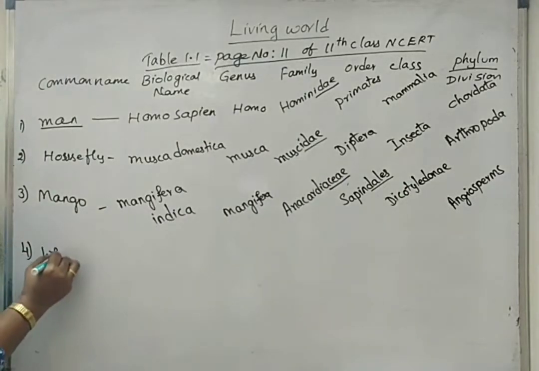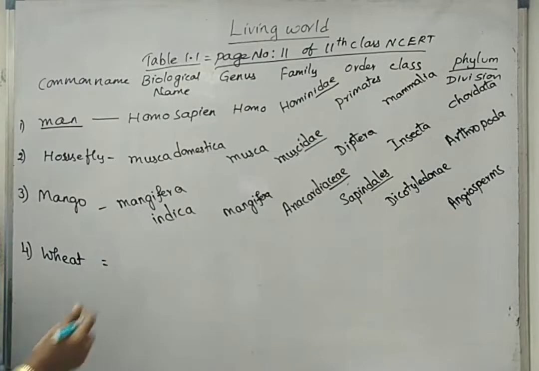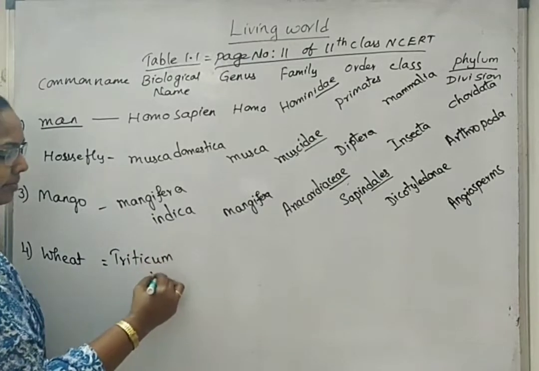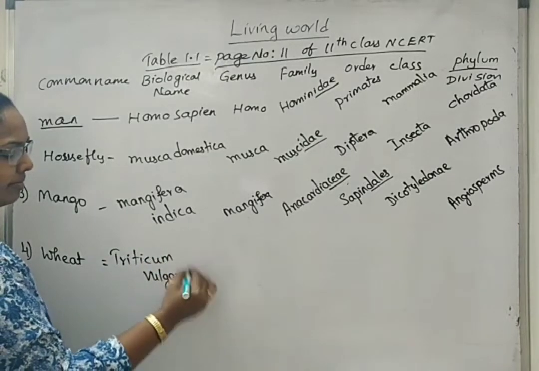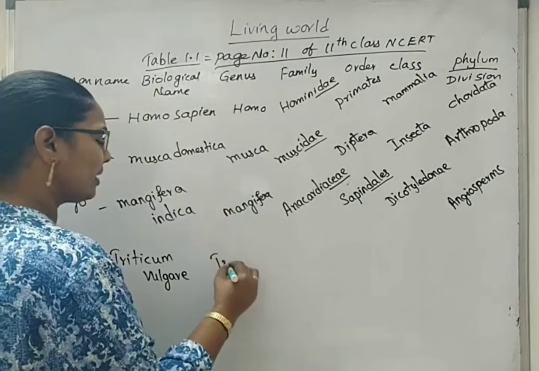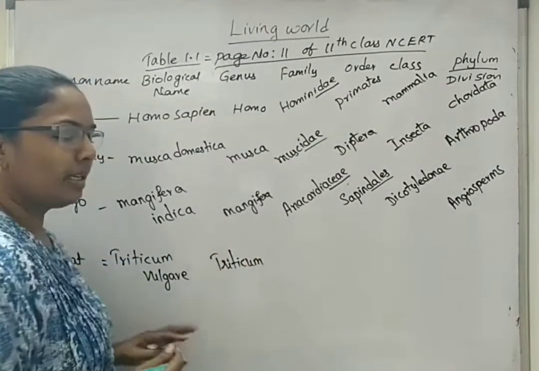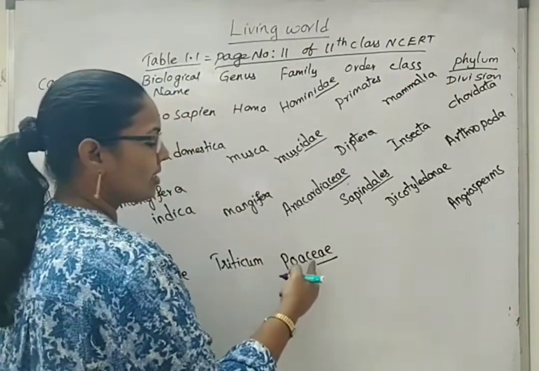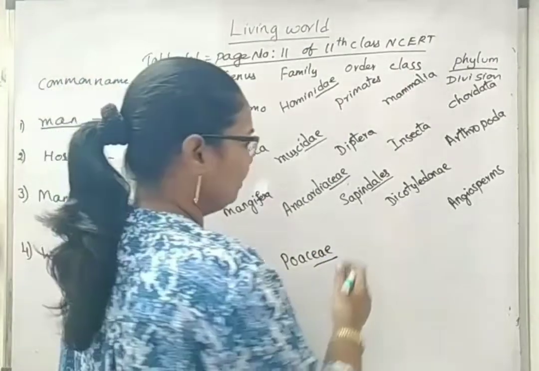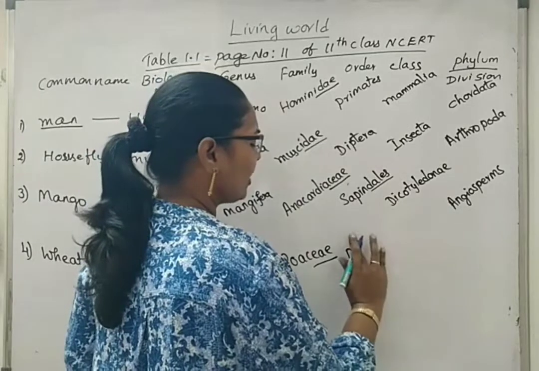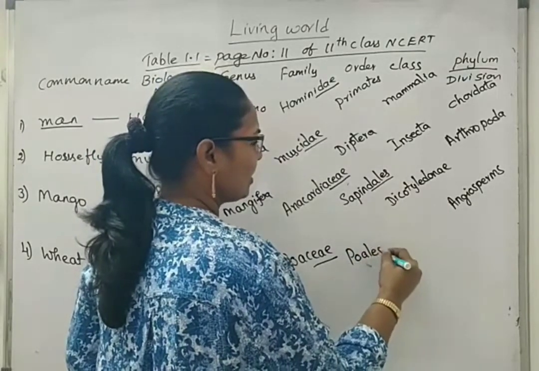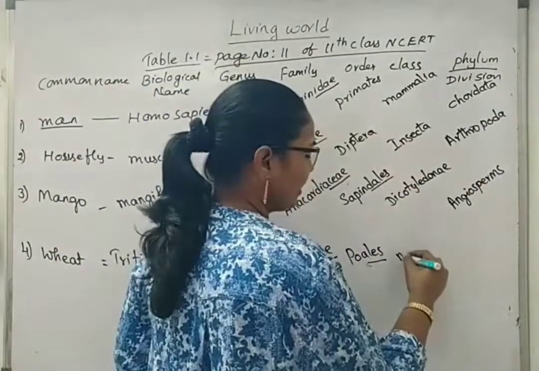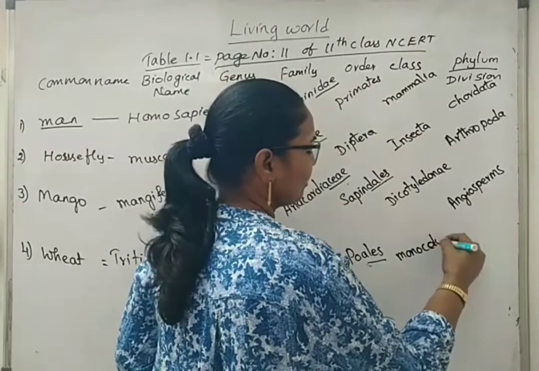Another example is wheat. Biological name is Triticum vulgare. Here genus name is Triticum. Family is Poaceae. Again at the end I have used CEAE commonly. Under order it is read under Poales. Here also ALES is common. Next, under class it is read under Monocotyledonae.